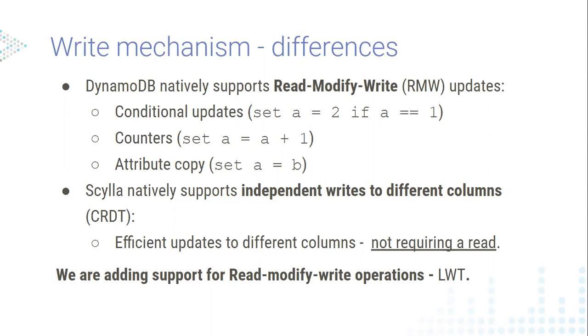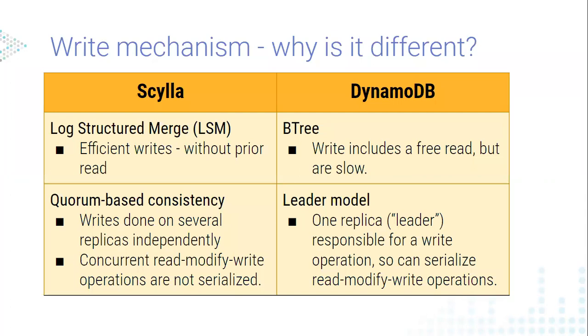So we are now adding this feature, and this will also be in Alternator. And if you're curious why this difference in focus, it's basically based on the different implementation in Scylla and DynamoDB. So first of all, the files inside one node. So inside one node, Scylla stores the data in log-structured merge files, if you're familiar with that.